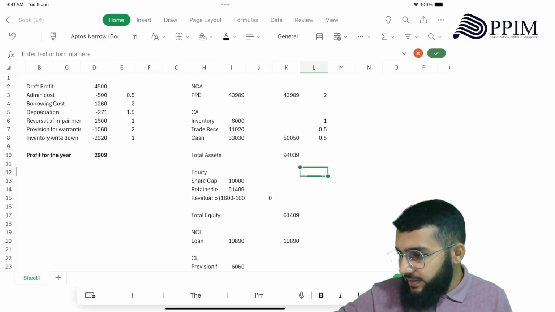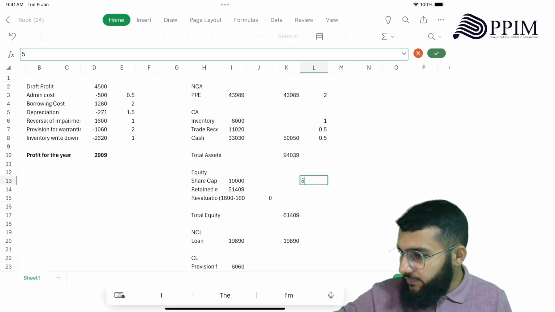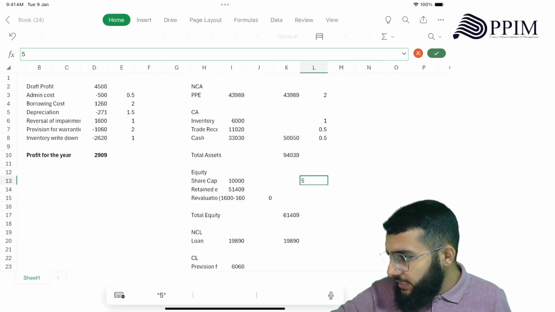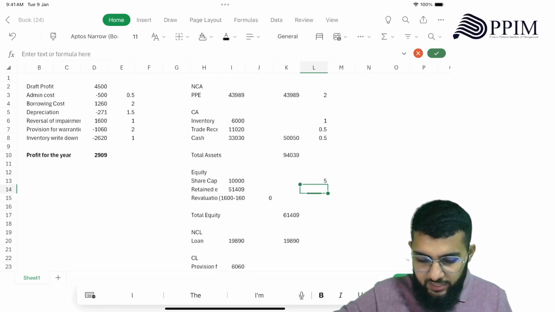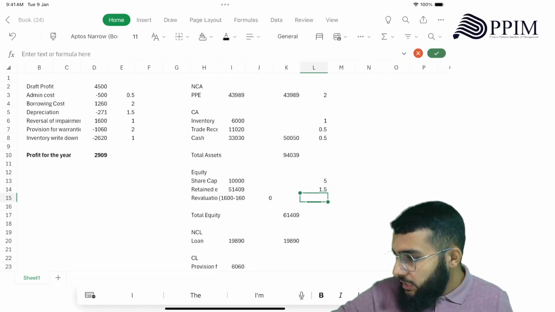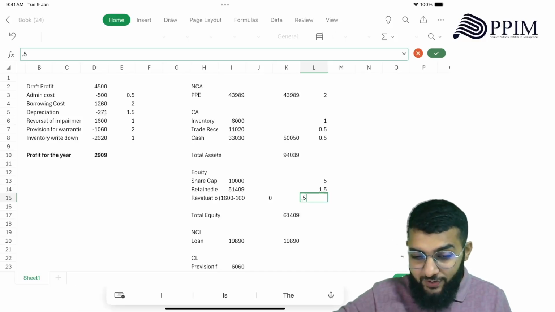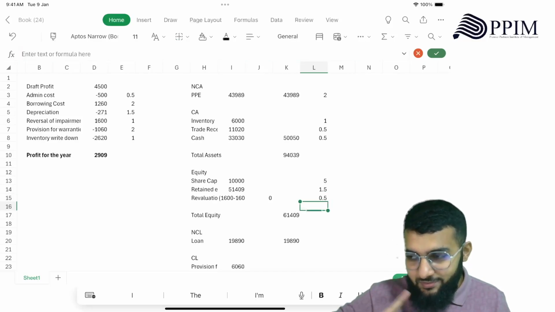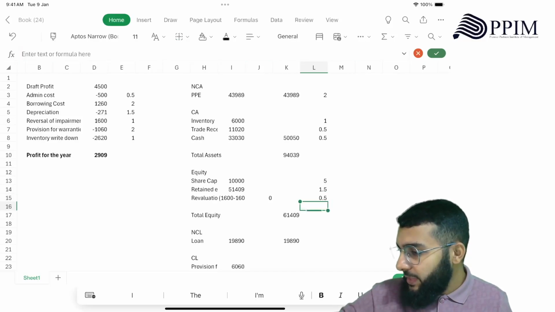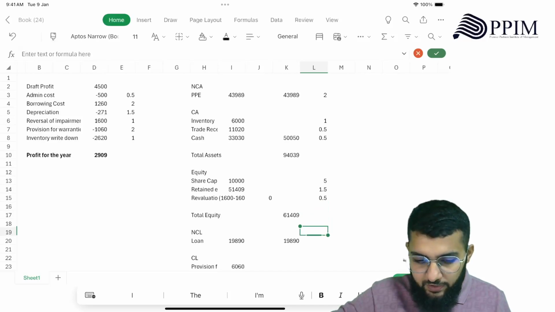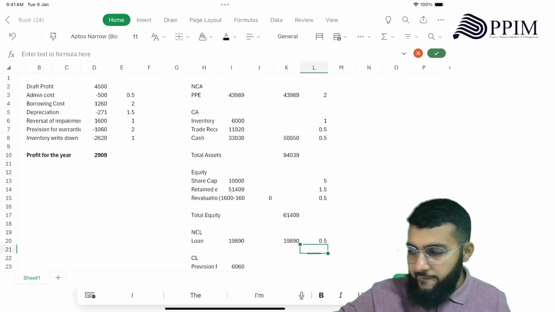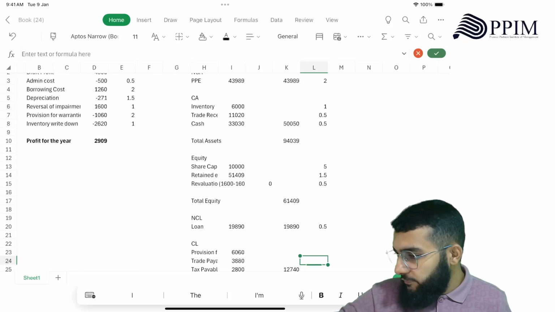Then you get share capital 0.5. Then retained earnings you are getting 1.5. Revaluation reserve you're getting 0.5, right? Just for showing 0, right? You're getting 0.5 there. And then loan you are getting 0.5. Provision you are getting 1.